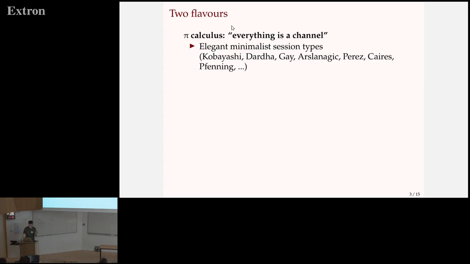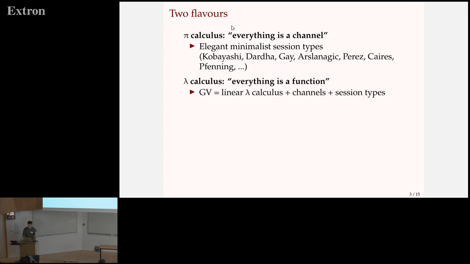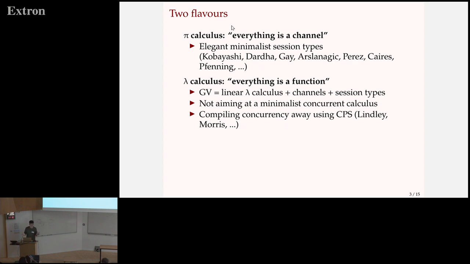And this basically comes in two flavors. We have the pi calculus, which we have seen in the previous talk. This is very elegant and minimal, and they have some very beautiful minimal type systems. On the other hand, we have lambda calculus, in which we can add session types. We do that by adding channels and a new syntactic category of session types. This is not really a minimal calculus. We can compile this away completely using a kind of CPS transformation.